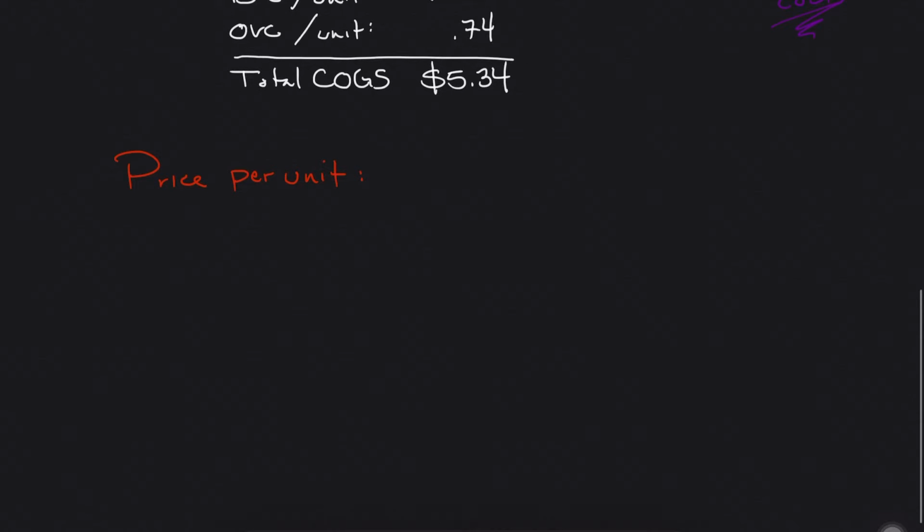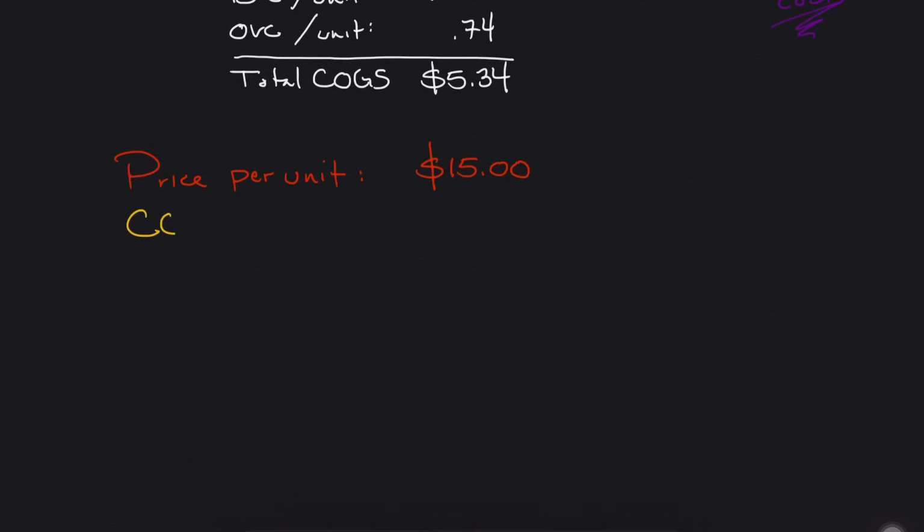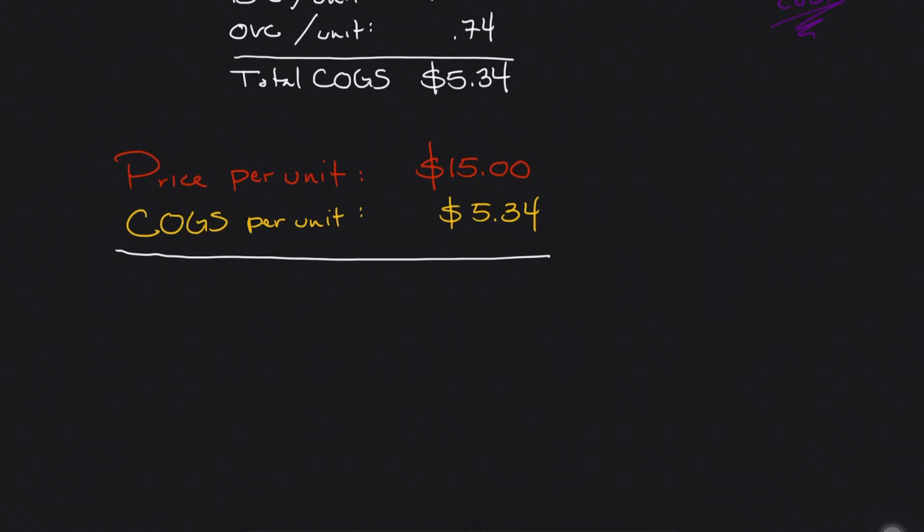And since we calculated our credit card processing fees off of $15 per unit, I'm going to say that our price is $15 even. And then we are going to deduct our cost of goods sold per unit, and that, of course, is going to be the $5.34. And the difference is what's going to be our contribution margin per unit, or I'm going to abbreviate simply as CM per unit. So that we could use a calculator.